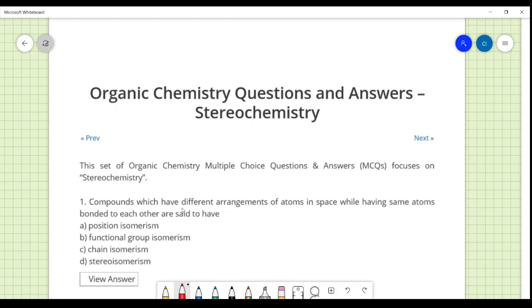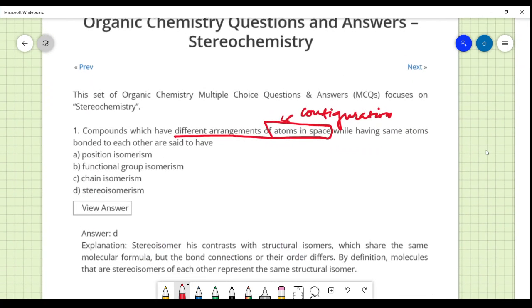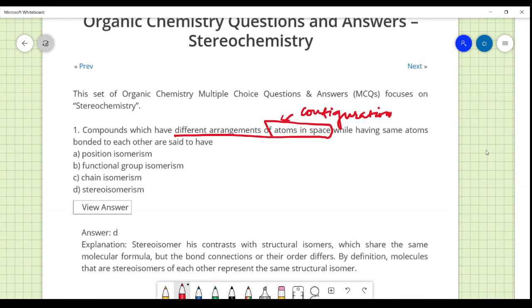Compounds which have different arrangement of atoms in the space. I think I told you about this and we just call it the configuration. You must remember this. Configuration is the different arrangement in the space while having the same bonds to each other. The options are position isomerism, functional isomerism, chain isomerism, and stereoisomerism. The answer is D.